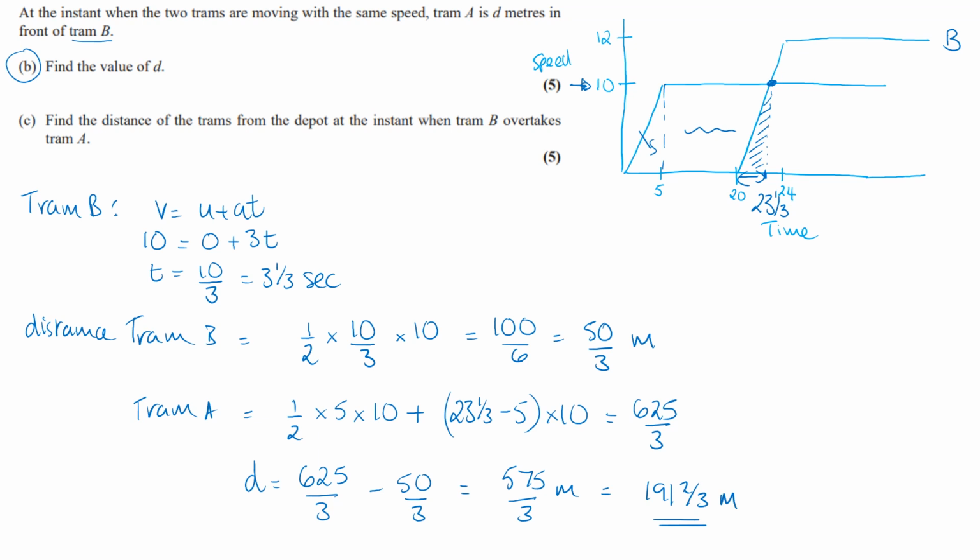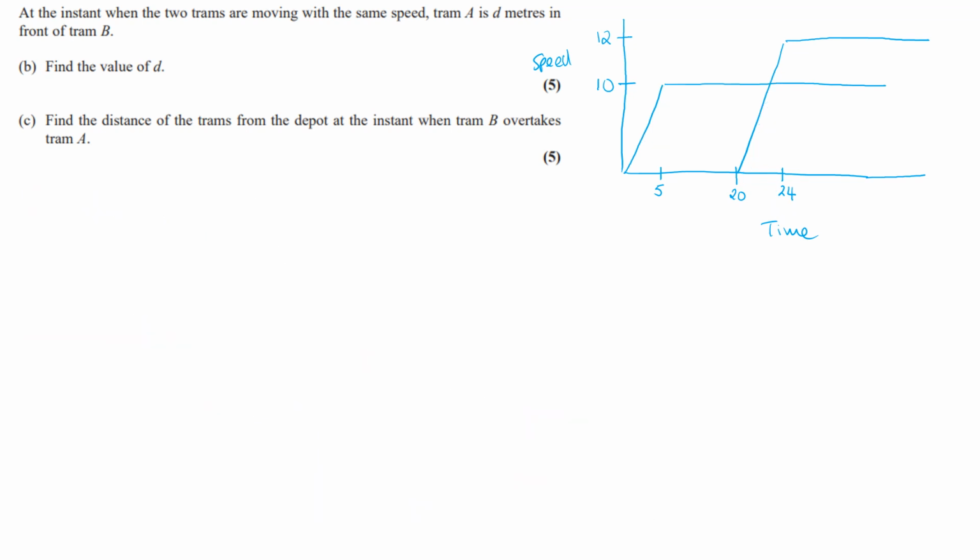For part C, we're being asked to find the distance of the trams from the depot, the instance when B overtakes tram A. Well, B is going to overtake tram A when they're at the same distance away from the depot. So that means there'll be some point T further on in both journeys where the area underneath both of those curves is equal, and that will mean that they are at the same distance away from the depot, and therefore B will be overtaking. So we need to look at the areas underneath.